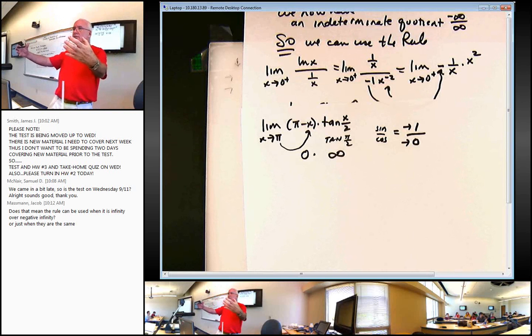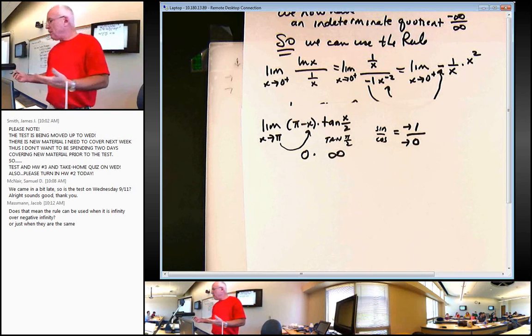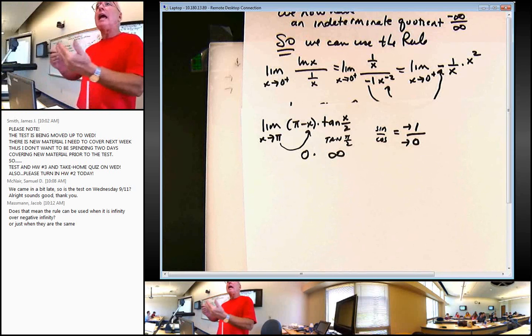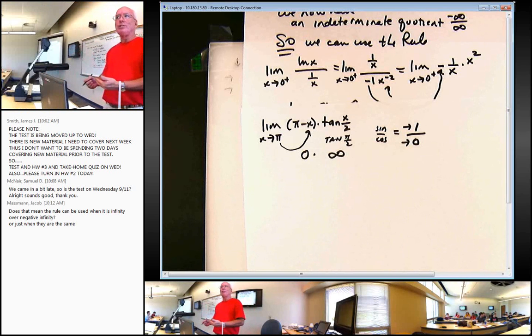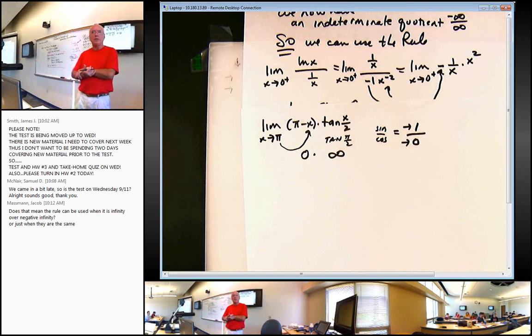Make sense? Does that make sense? Yeah, but we're not talking about zero. Right. We're not actually dividing by zero. I'm talking about as we're getting closer and closer to zero. The numbers are getting smaller and smaller in the denominator, and so we're getting bigger and bigger.